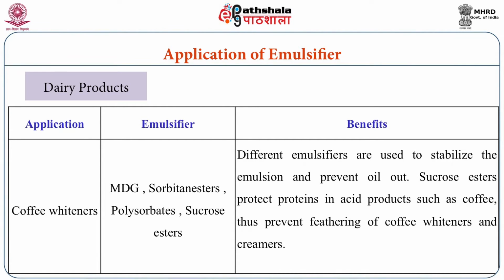In an application like a coffee whitener, we can use MDG, sorbitan esters, polysorbates and sucrose esters. The benefit is that different emulsifiers are used to stabilize the emulsion and prevent oil out. The sucrose ester protects the protein in acid products such as coffee, thus preventing the feathering of coffee whiteners and creamers. As we all know, feathering is a common defect with coffee whiteners.